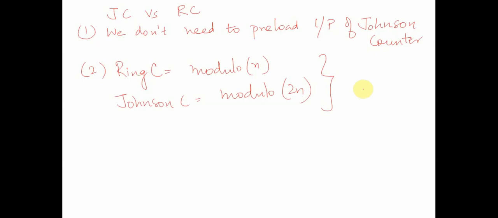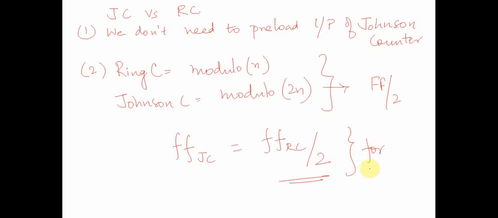We will see what this means through a wave diagram, but to give you an idea, this means that we can obtain the same function of a ring counter using a Johnson counter by using half the flip-flops. So basically, the flip-flops required for a Johnson counter is equal to the flip-flops required for a ring counter divided by 2 for the same operation. And this is a huge saving.